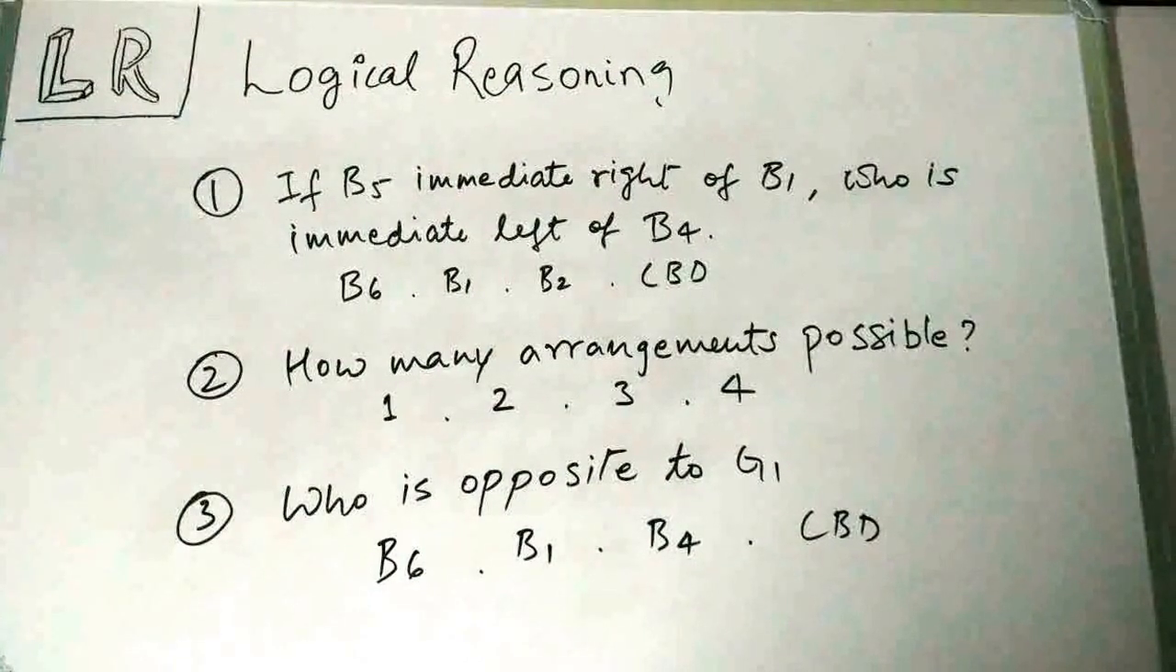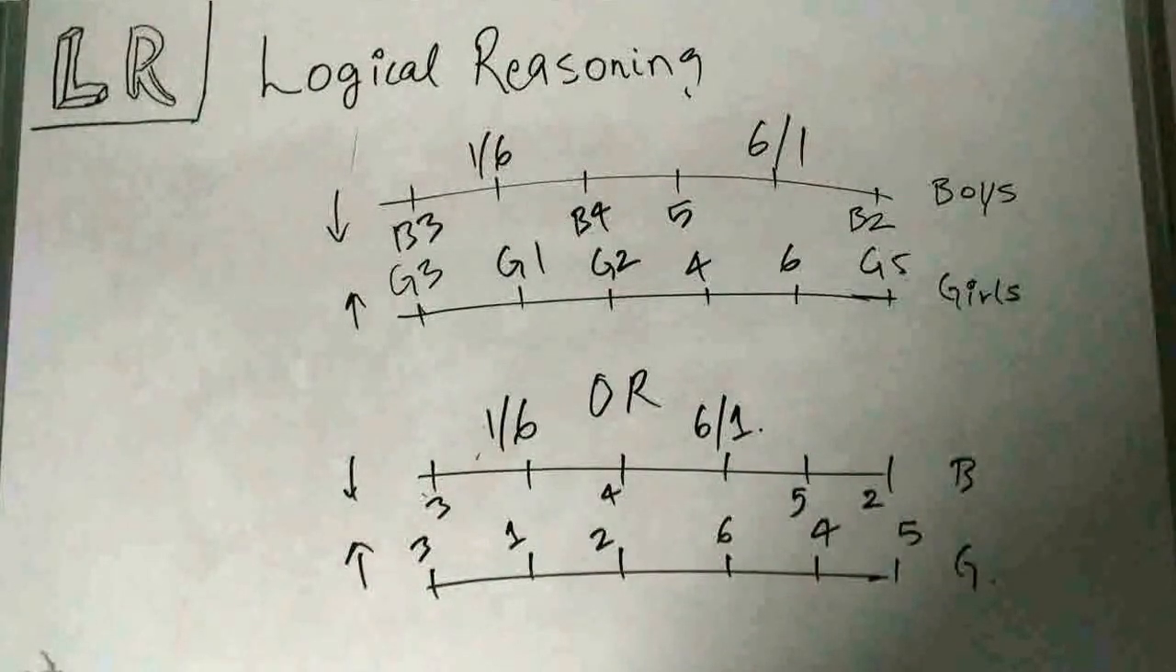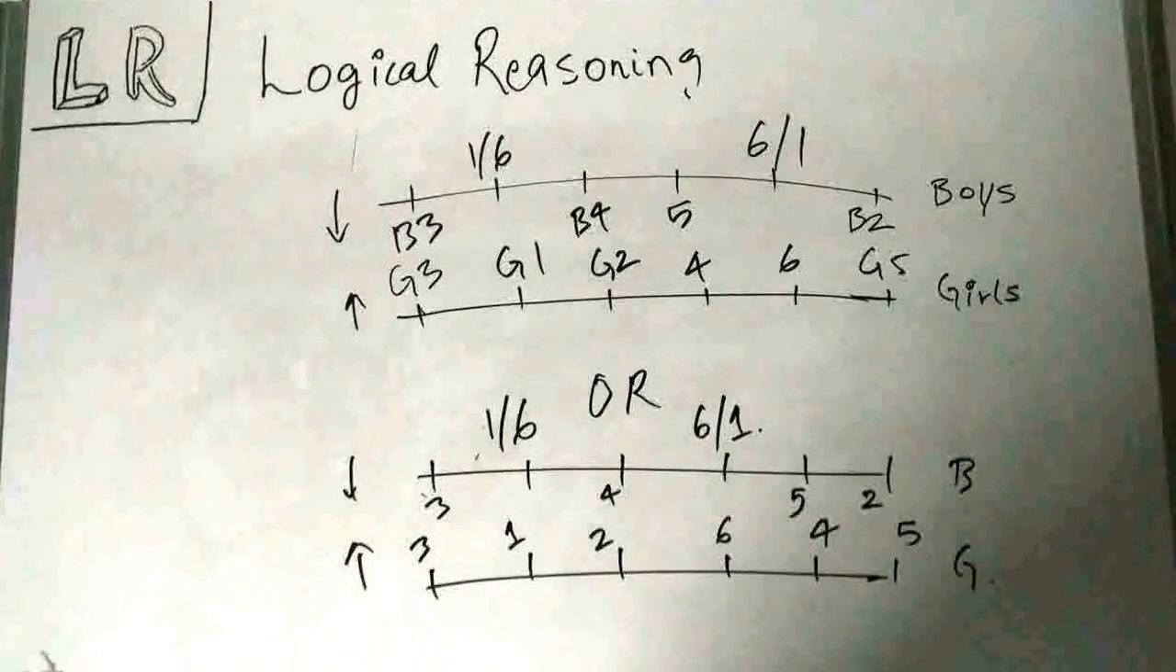Yeah, so for the solutions, the first question is: if B5 is to the immediate right of B1, then who is to the immediate left of B4? So B5 is to the immediate right of B1. In these 2 cases, B5 can be on the immediate right of B1 only in the first case, the upper case, because the direction of boys is upside down, so we have to think upside down. So B5 can be on the right of 1 only in the first case, if we place 1 on the left side of 5.